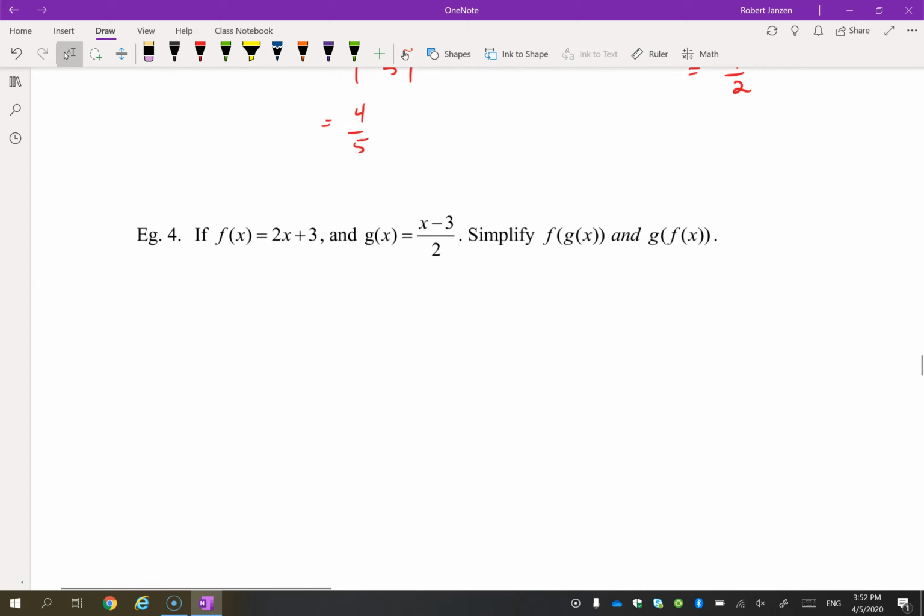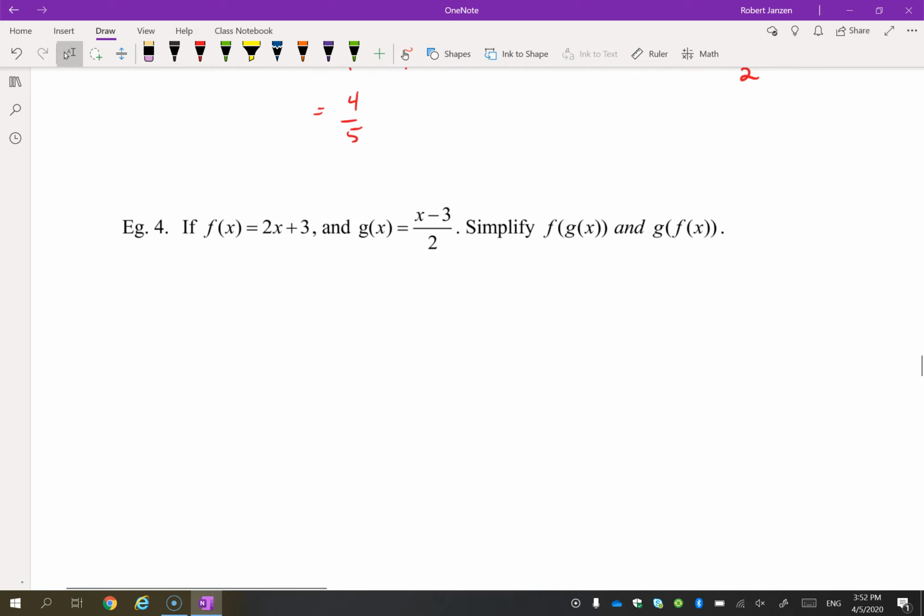Okay? So those are just finding some values. Now we're going to look at something a little bit different. Here you have, there's no value for x here. We're just supposed to do this algebraic composition. Okay? So what I'll do is I'll say the f function is the red one, and everywhere that is, I'm going to put red ink.